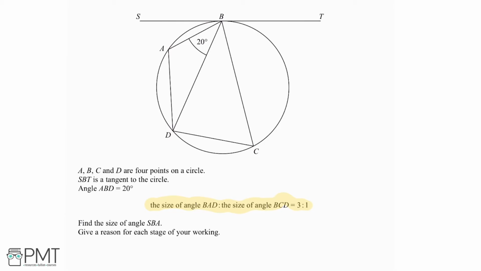The size of the angle BAD and the size of the angle BCD is in the ratio 3:1. So that's this angle here and this angle here. That's really helpful, because if we look at the shape as a whole, you've got a quadrilateral here, and that quadrilateral is within the circle. So what we've got is a cyclic quadrilateral. One fact is the opposite angles in a cyclic quadrilateral add to 180 degrees. So this angle here and this angle here add to 180.